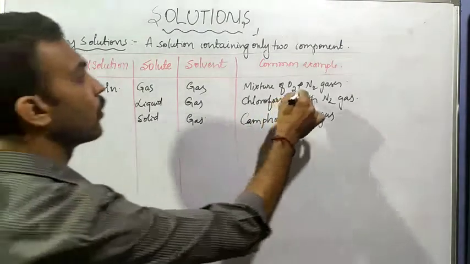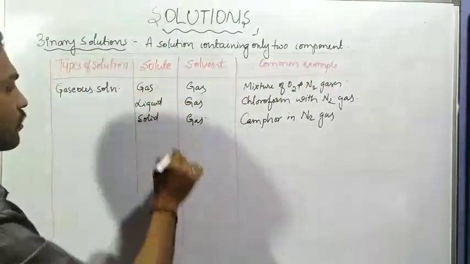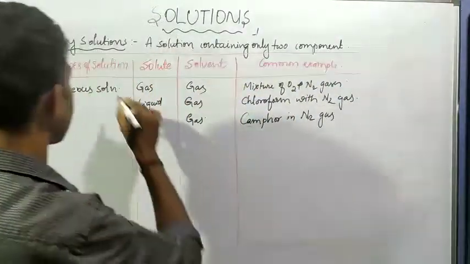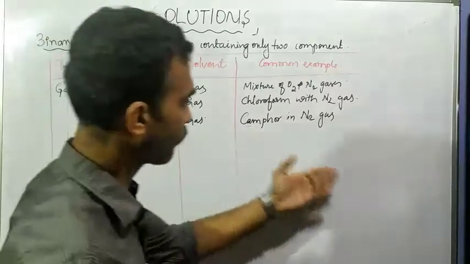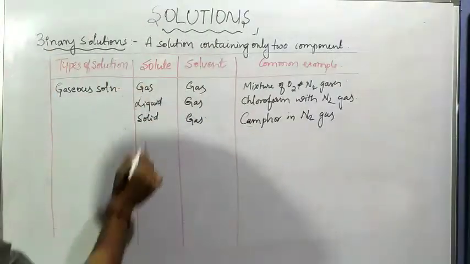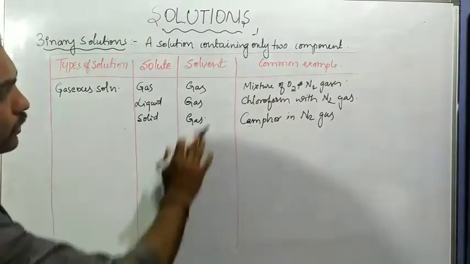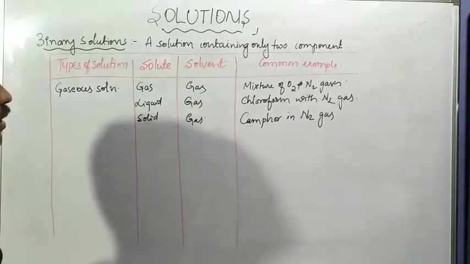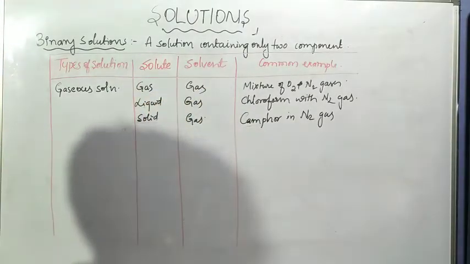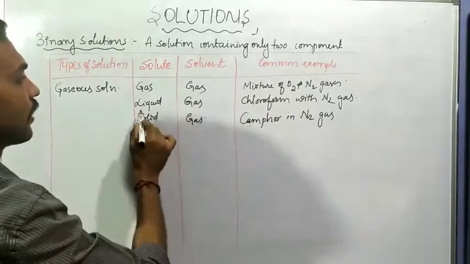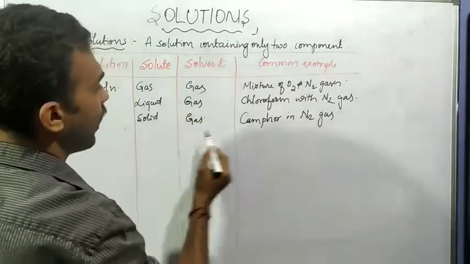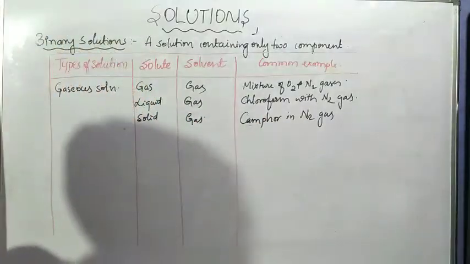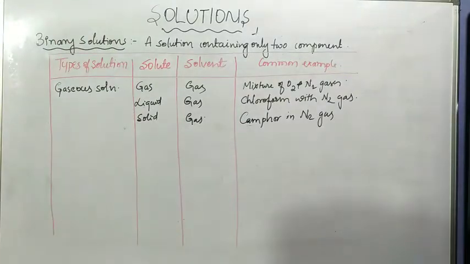So a mixture of O2 and N2 is an example for gaseous solution. Chloroform with N2 is an example for gaseous solution, and camphor in N2 is also a gaseous solution. But the solute and solvent are different here. The chloroform is a liquid, and the camphor is a solid. So this entire thing is what we call gaseous solution.